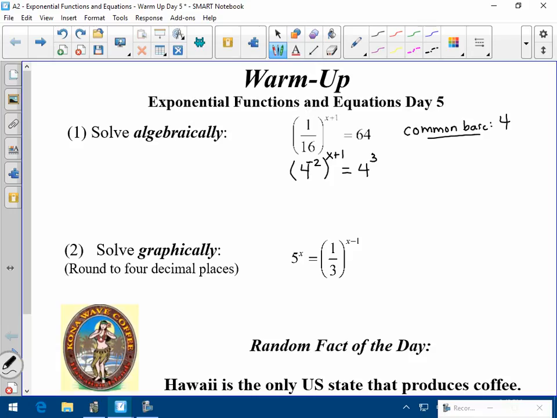Okay, good. So now we've got common bases. So what's next? Distribute the exponents. So we've got 4 to the -2x minus 2, because that -2 is multiplying both of those, equals 4 to the third. Once we have common bases, we can set the exponents equal. So -2x minus 2 equals 3. Add the 2, -2x equals 5. If I divide by -2, I end up with a final answer of x equals -5/2.